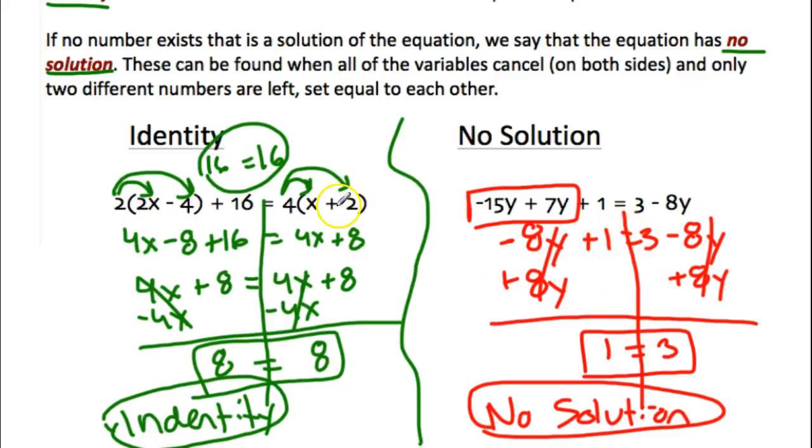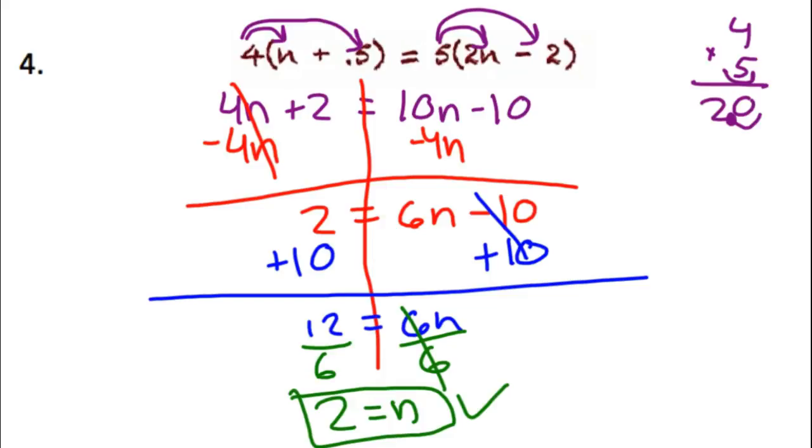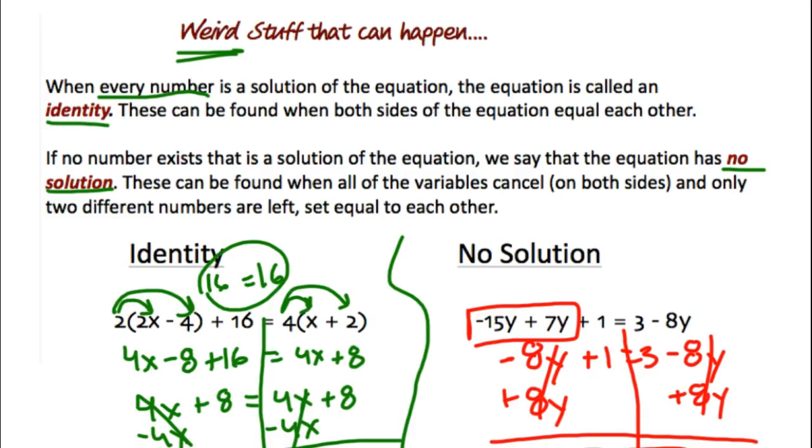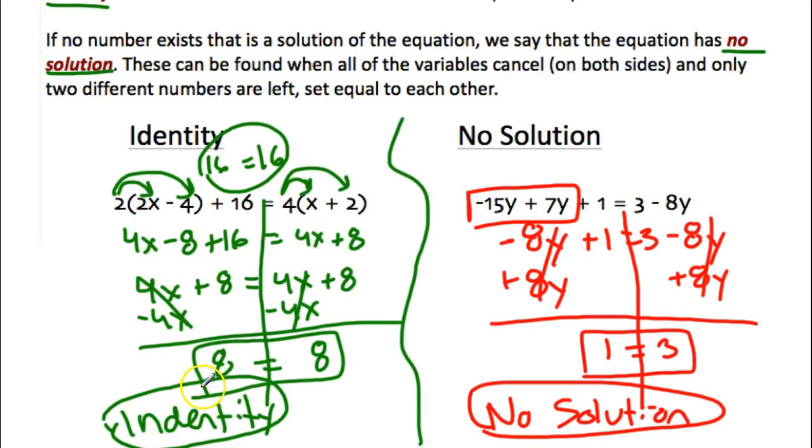So if you have an identity, you write identity. If you have no solution, you write no solution. If you look back at these other ones, I did not write identity, I did not write no solution, because those all have one solution. So if you get something that looks like these, that's when you write identity and no solution.